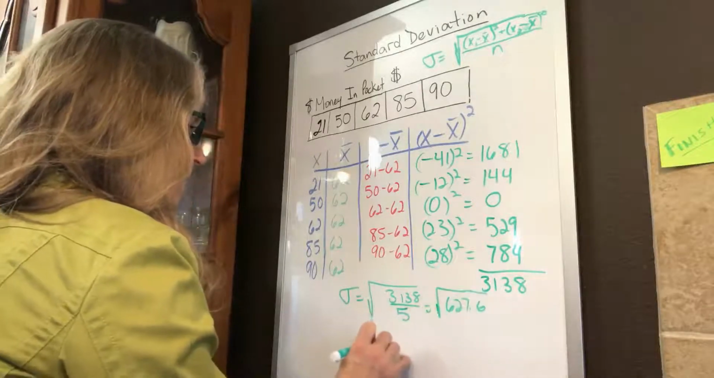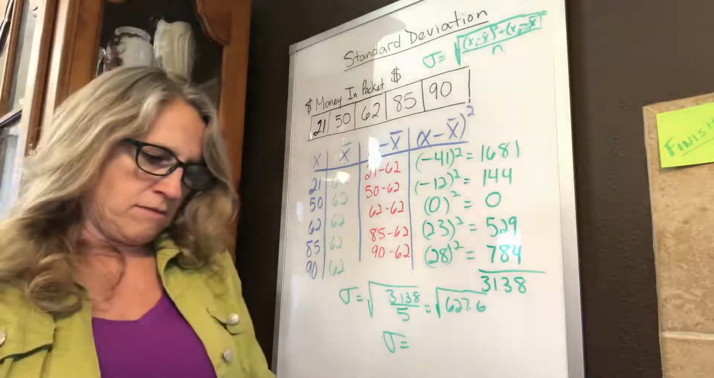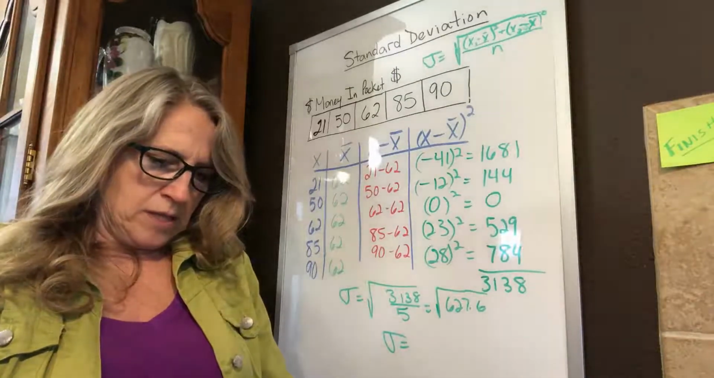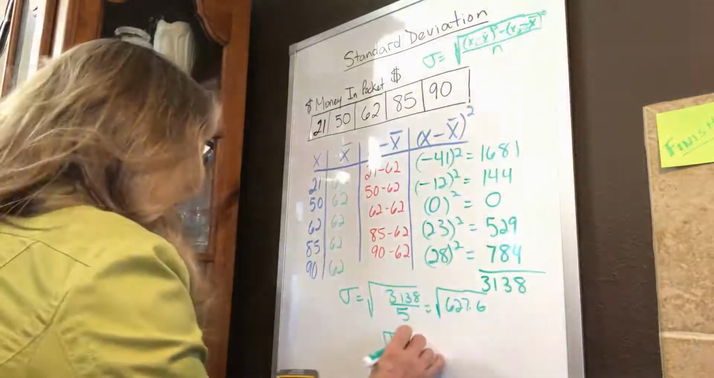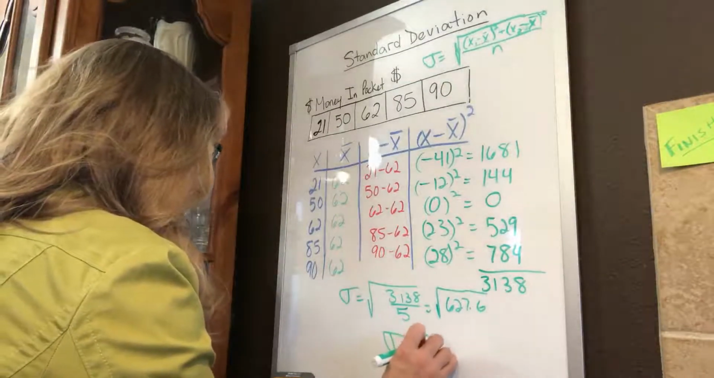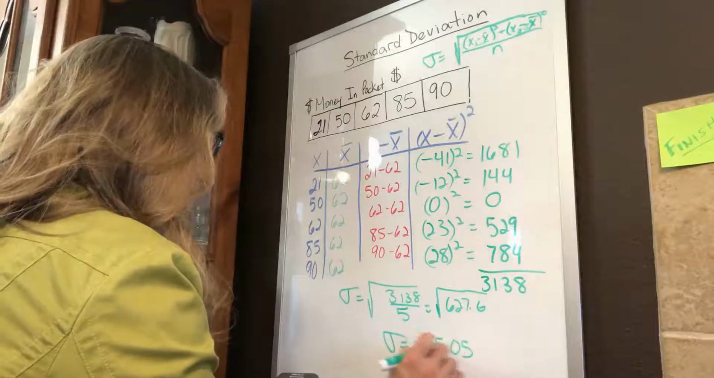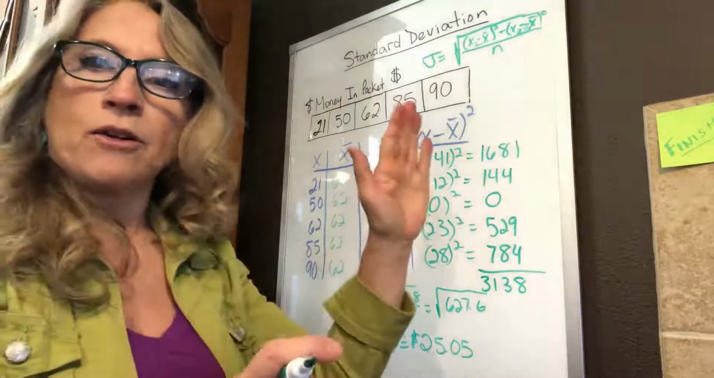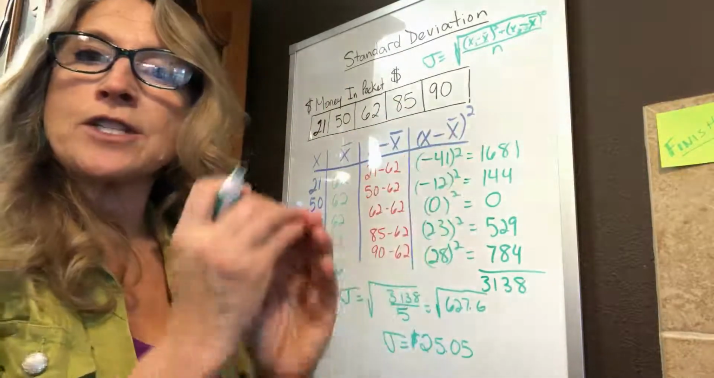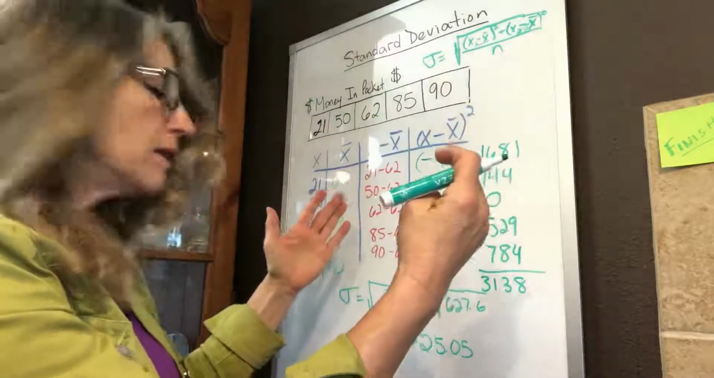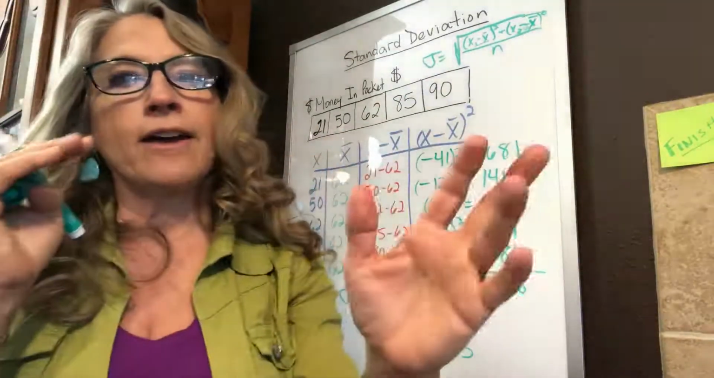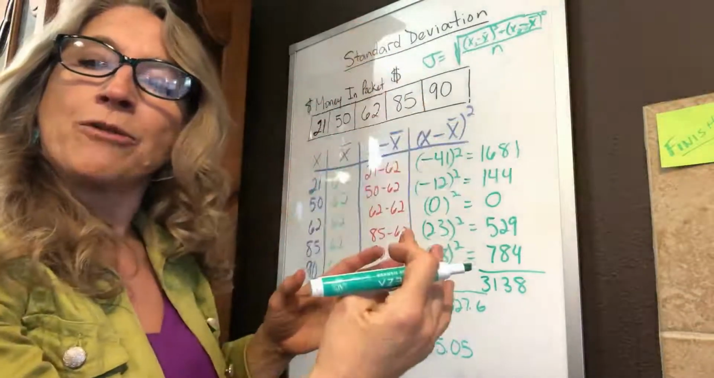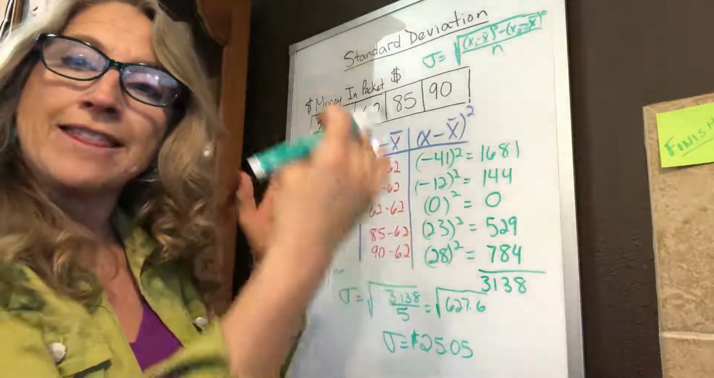627.6. So sigma, I'm going to take the square root of that, 627.6. So my standard deviation is $25.05, right? So from the mean, or my average, the first standard deviation is 25.05 on each side of my mean. So the bulk of my data with that rule falls in that area.